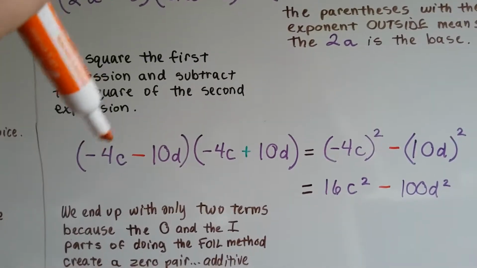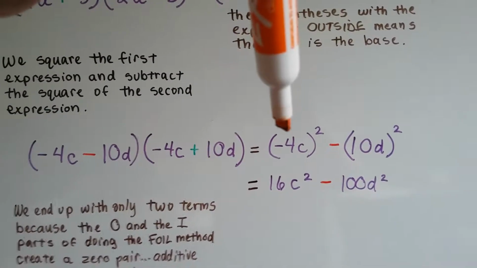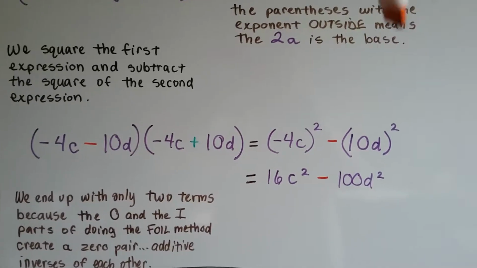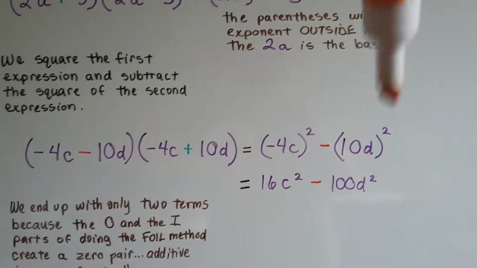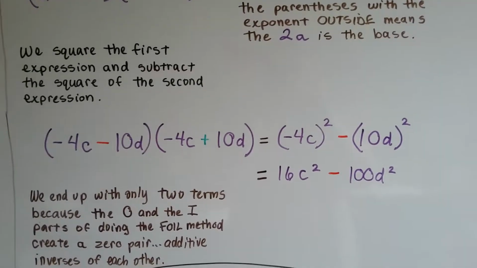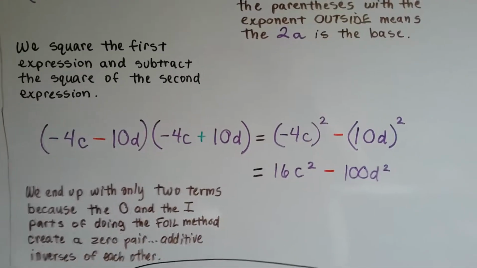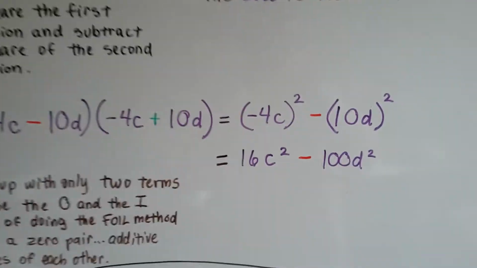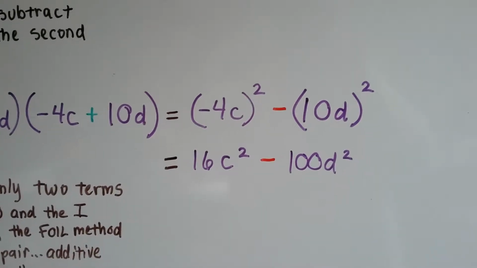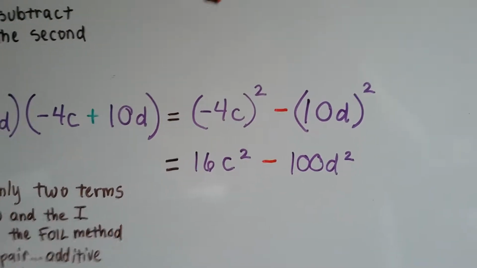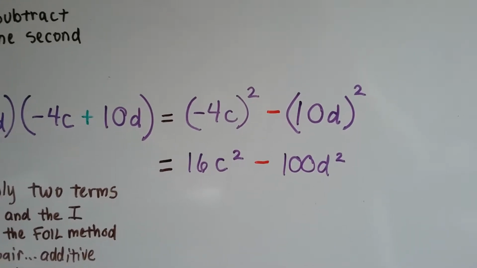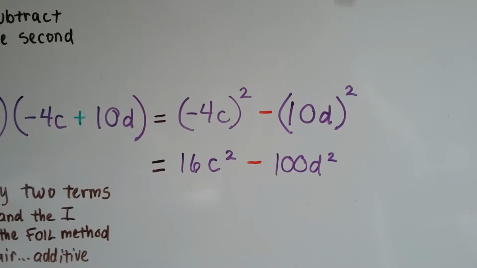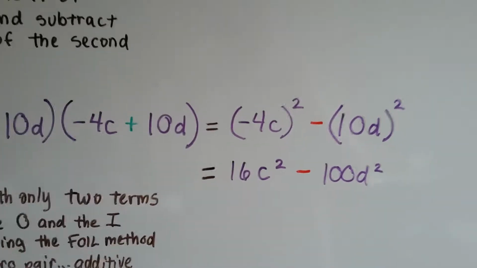So we're going to square the negative 4c. We're going to put it inside parentheses, so its entire negative 4c is the base and the 2 exponent is on the outside. And we're going to do the same thing with the 10d. We're going to put the 2 exponent on the outside, see? And we're going to subtract them. So now we've got (negative 4c) squared minus (10d) squared. See? We can simplify this. If we do negative 4 times negative 4, we get a positive 16. We don't know what c is, so it's just c squared. We're going to subtract 10 times 10. And that's going to be 100d squared. See? It's a lot easier than doing FOIL.